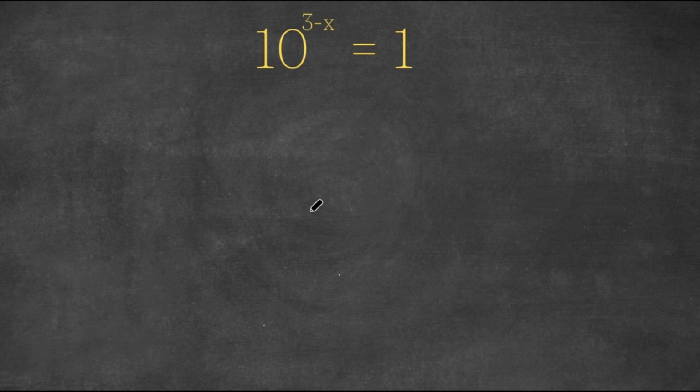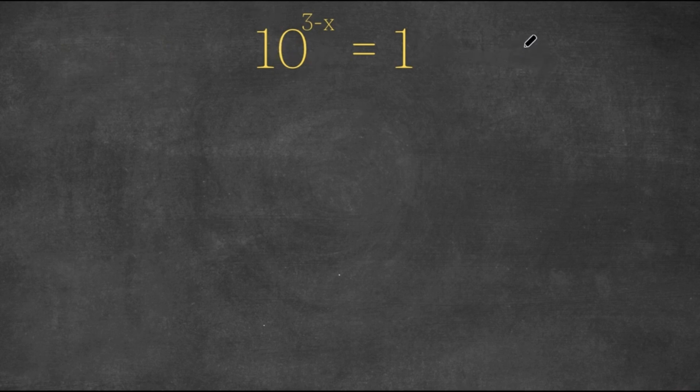In today's video, I'm going to be teaching you guys how to solve this exponential equation. So we have 10 to the power of 3 minus x equals 1. Whenever we're solving exponential equations similar to this one, we always want to make sure that our bases here, in this case 10 and 1, we want to make them the same.